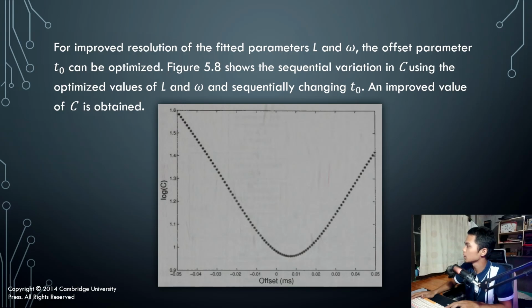So for improved resolution of the fitted parameters L and omega, the offset parameter t sub 0 can be optimized. Figure 5.8, which is this figure, shows the sequential variation in C using the optimized values of L and omega and sequentially changing t sub 0, and an improved value of C is obtained.